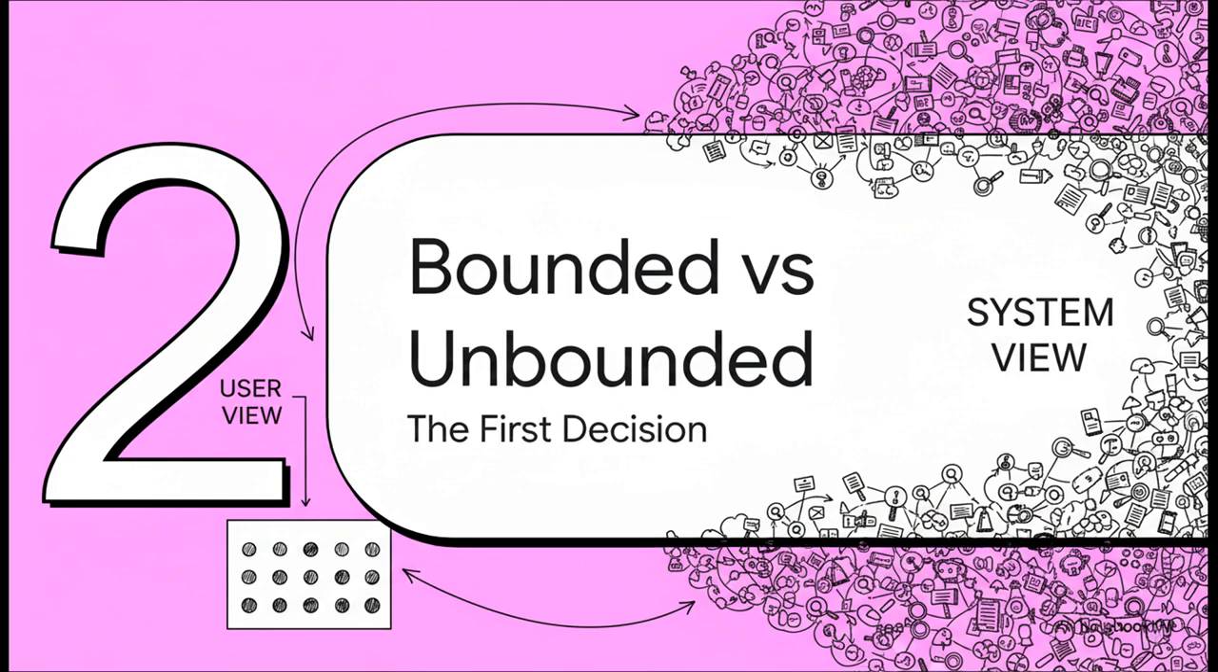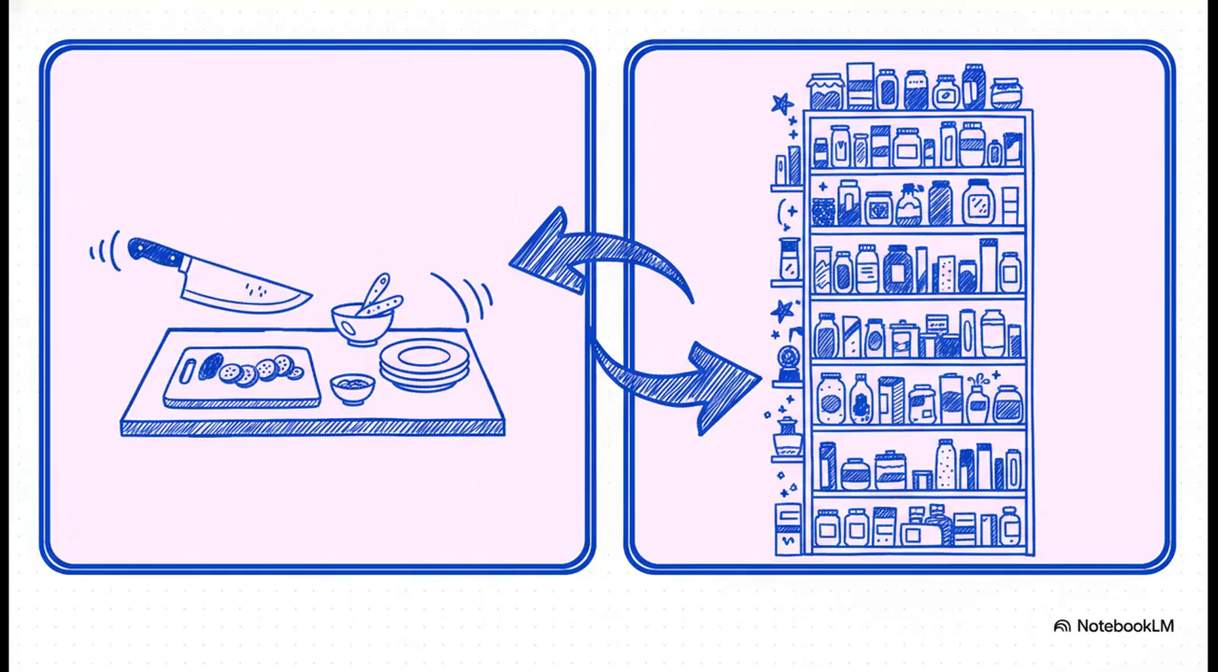Moving right along to section 2, bounded hot versus unbounded cold. This is our first major decision. This brings us to a huge architectural crossroad. How exactly do we store data that's bounded for the individual user, but unbounded for the overall system?